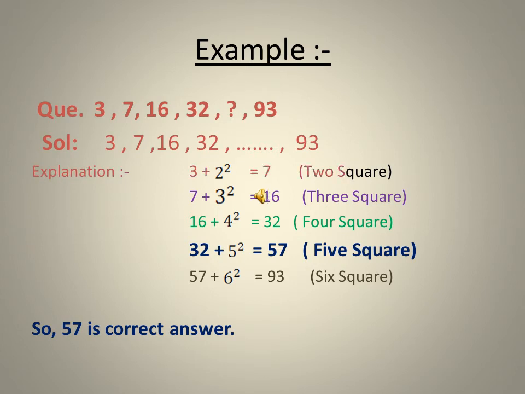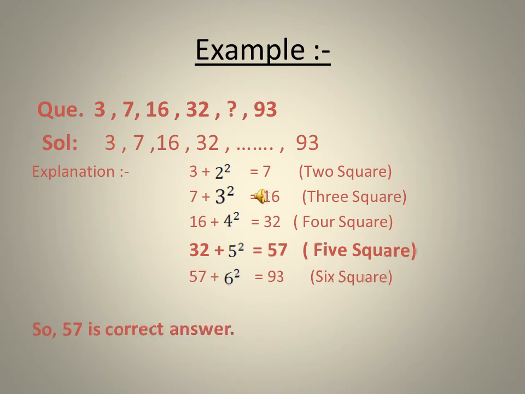So here 32 plus 5 square equals 57. Then 57 plus 6 square equals 93. You know very well 2 square equals 4, 3 square equals 9. So 57 is the correct answer. In the same way, here is another example of a cube.